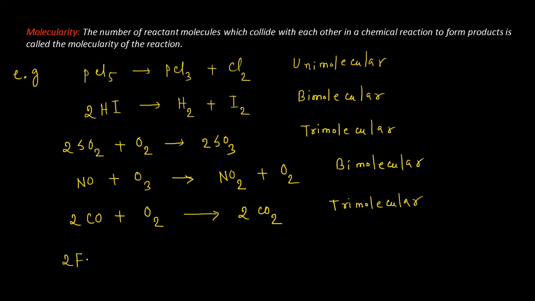Another reaction is ferric chloride with stannous chloride gives us stannic chloride and ferrous chloride. Here, three reactant molecules participated in this reaction. So this reaction is also trimolecular.